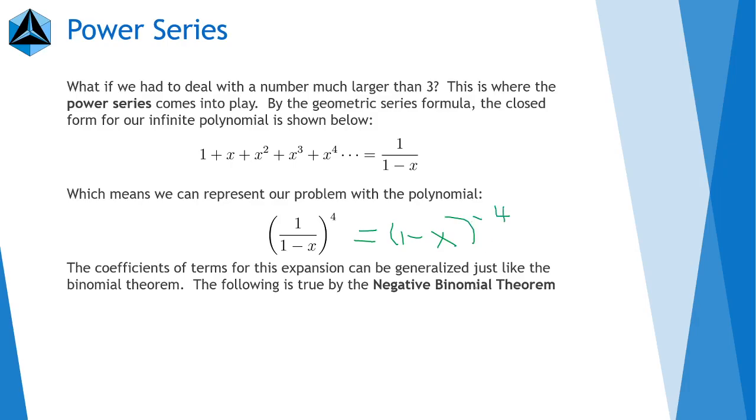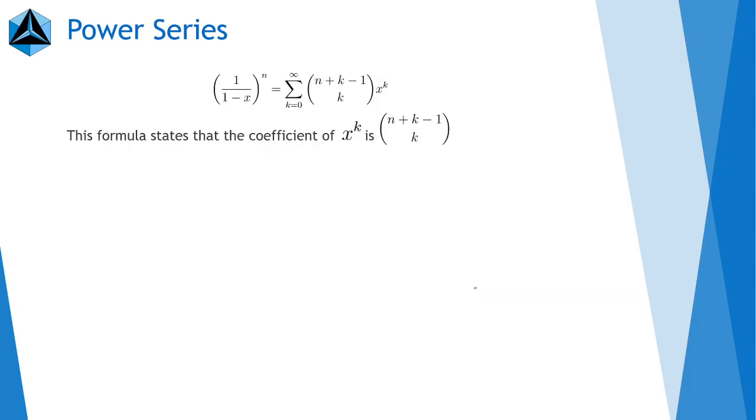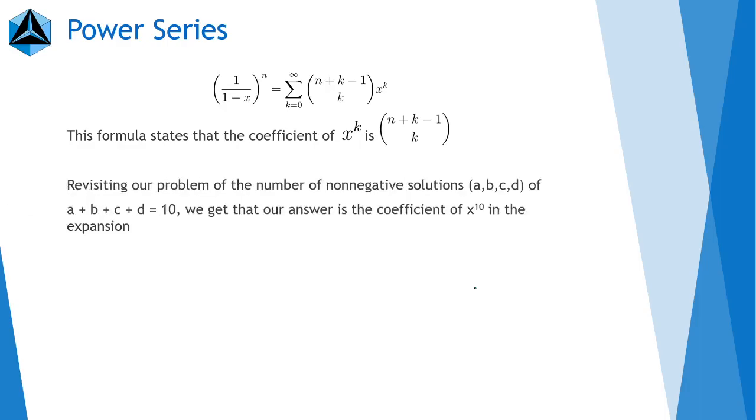That yields that the expansion of 1 over 1 minus x to the nth power is equal to the sum from k equals 0 to infinity of n plus k minus 1 choose k, times x to the k. Basically, this formula states that the coefficient of x to the k is n plus k minus 1 choose k. Sorry about that.